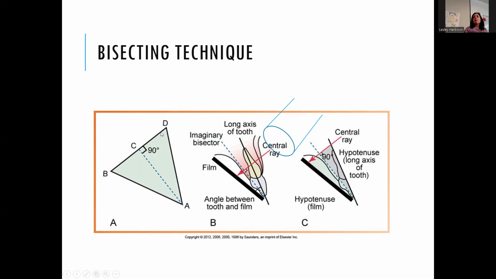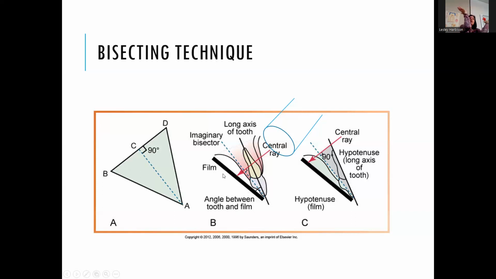So first we need to understand what is meant by the bisector. What it means is when we have two angles and we cut that in half, then that imaginary line that cuts those two angles perfectly in half is called our bisector. And what we're going to make those two angles from is the film sensor. That'll be one half of our angle.